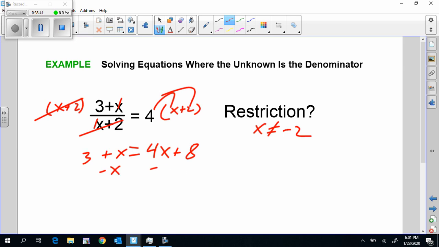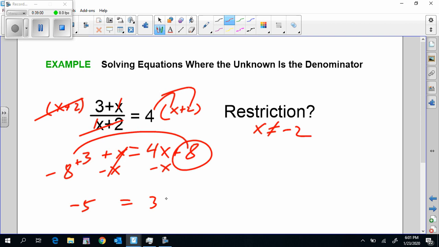Minus the x, minus the x. I'm going to move the smallest x. I'm going to move the 8 to the other side. Minus 8 and positive 3 gives me -5. Got my x's out of there. 4x minus x gives me a 3. 3x equals -5. I'm going to check and see if -5/3 certainly is not a restriction.